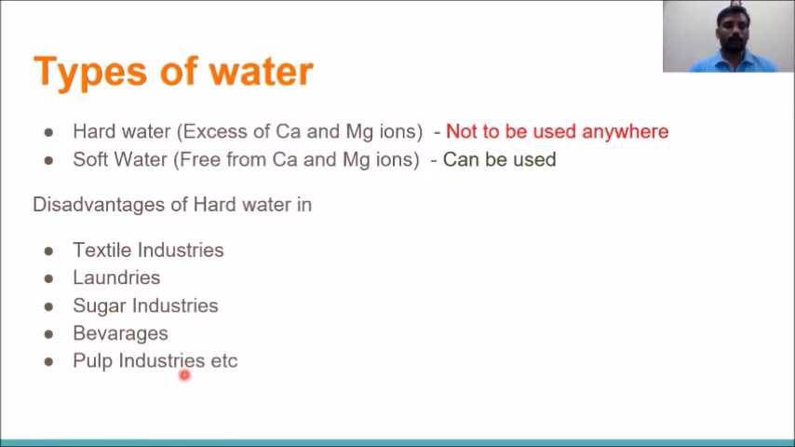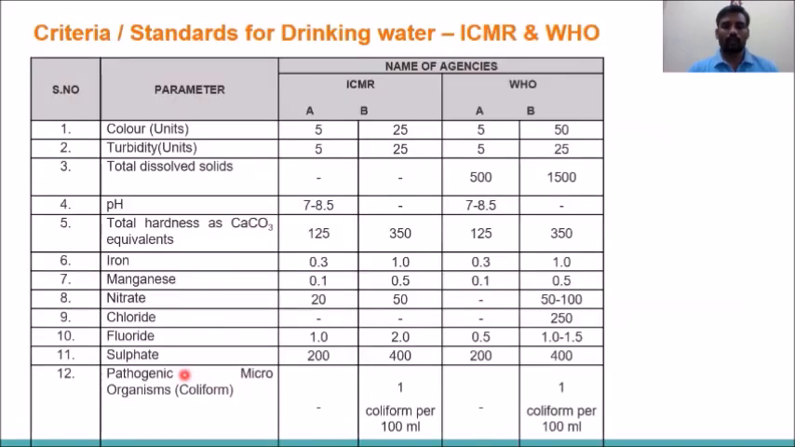How to overcome these problems? Now we can clearly understand that hard water is not used in industries, so soft water is to be used. So how do we convert hard water to soft water? Before that, if you are going for drinking purposes, water used for drinking should meet some criteria and standards. Some of the parameters and standards were suggested by the Indian Council of Medical Research, that is ICMR, and another one is the World Health Organization.